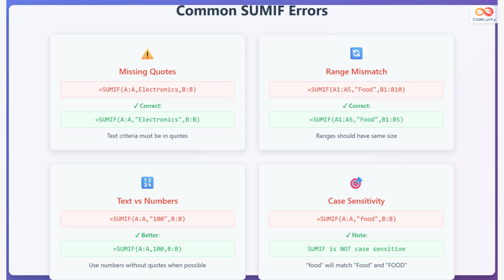Another error is using text for numbers and vice versa. The incorrect formula is =SUMIF(A:A,"100",B:B). The improved formula is =SUMIF(A:A,100,B:B). It is important to note that SUMIF is not case sensitive. The formula =SUMIF(A:A,"food",B:B) will match food and Food.